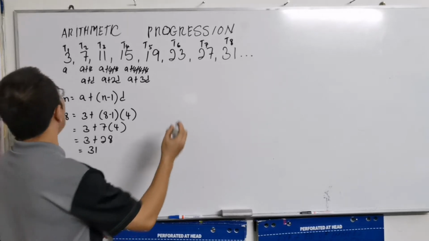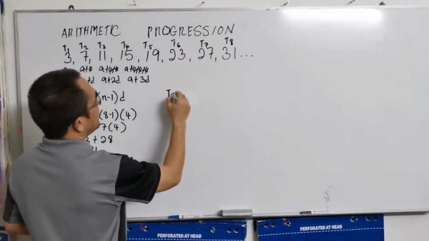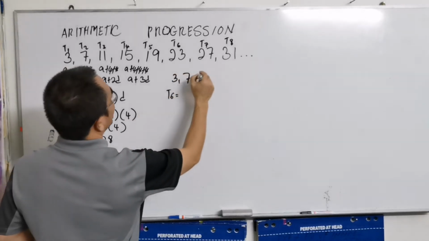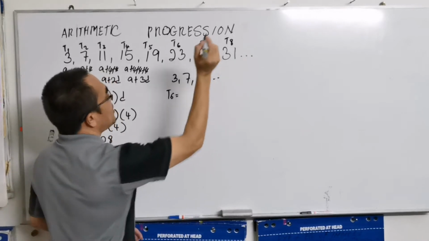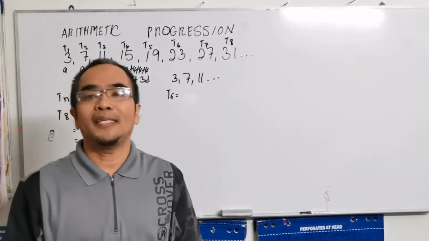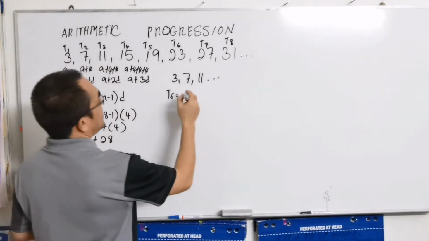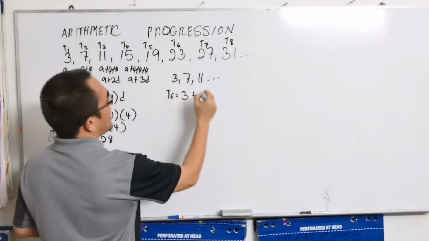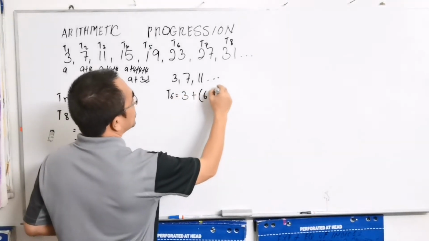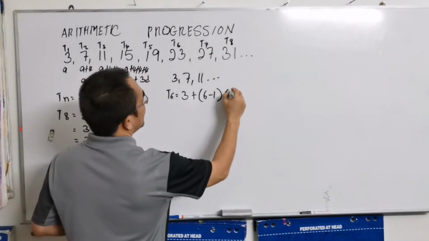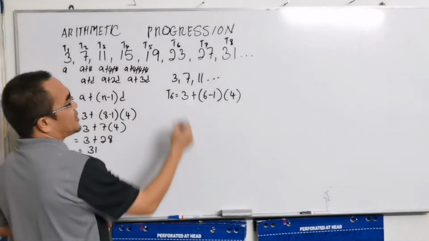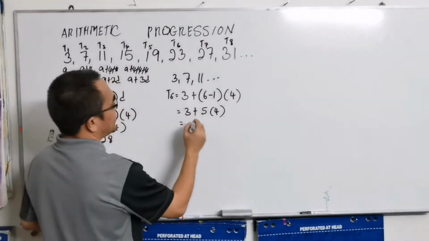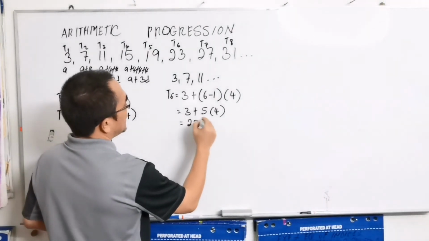Let's have another example. What happens if T6? The question should be something like this: 3, 7, 11, dot, dot, dot, and you have to find the 6th term. T6 equals A, the first term, plus 6 minus 1 times D, which is 4, 7 minus 3. So 3 plus 5 times 4, which is 23.